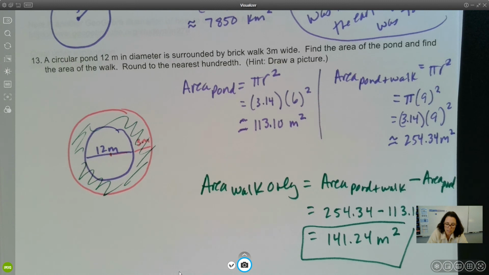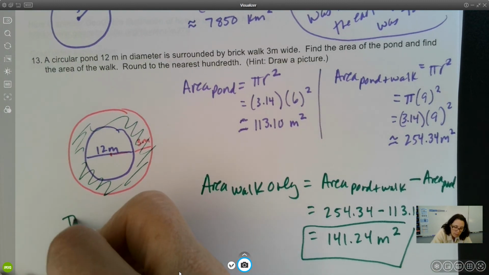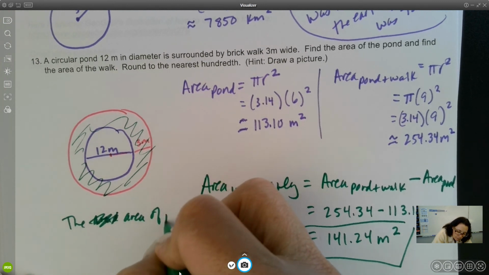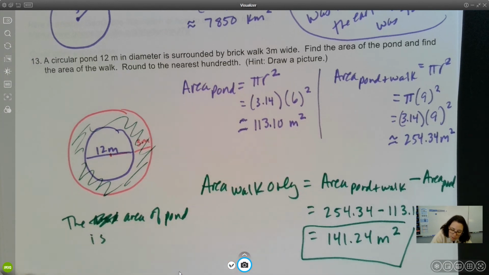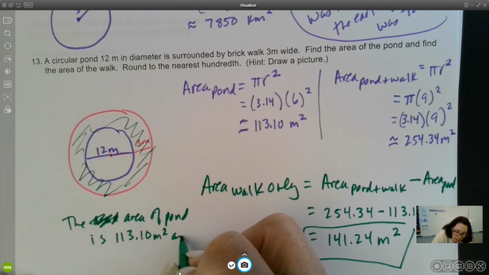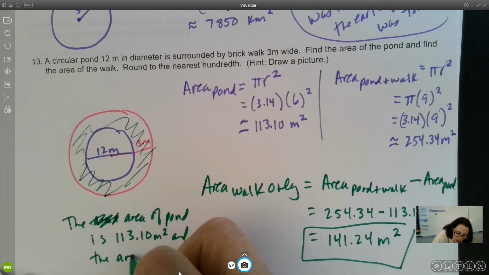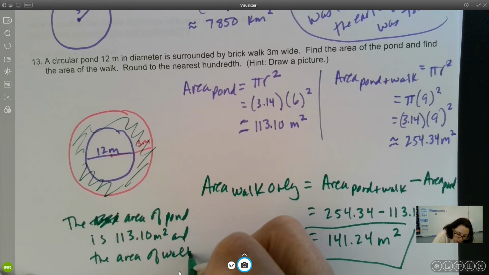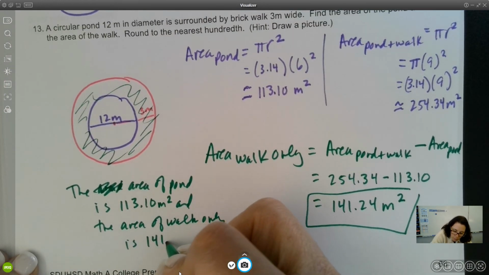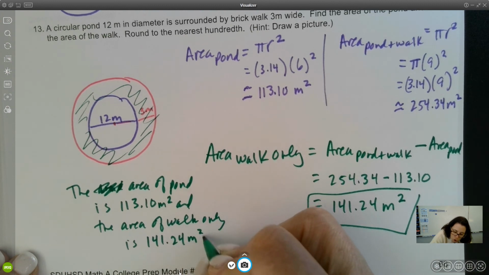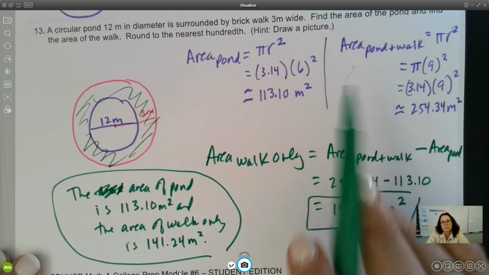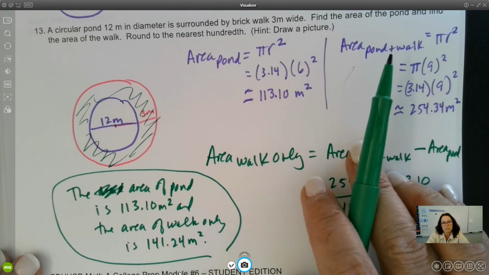And the area of the pond is 113.10 meters squared, and the area of the walk only is 141.24 meters squared. Super important to understand, to find the area of the walk, you had to also find the area of the pond and the walk together.